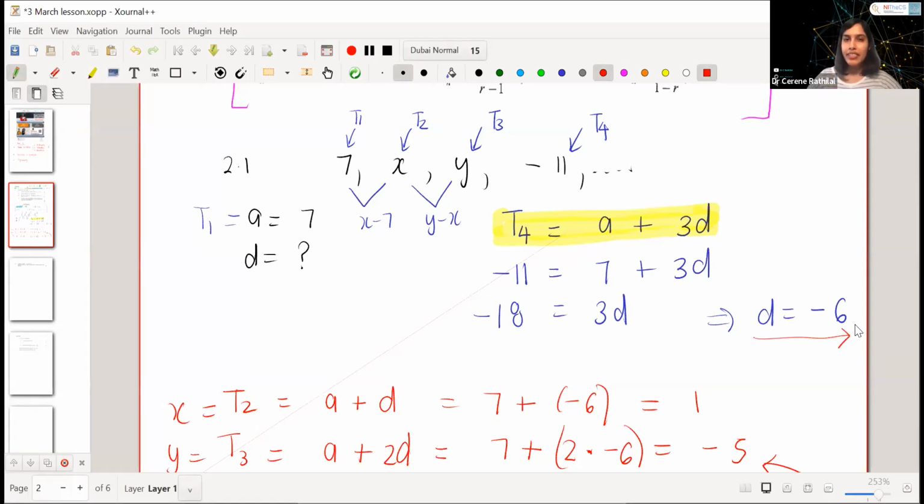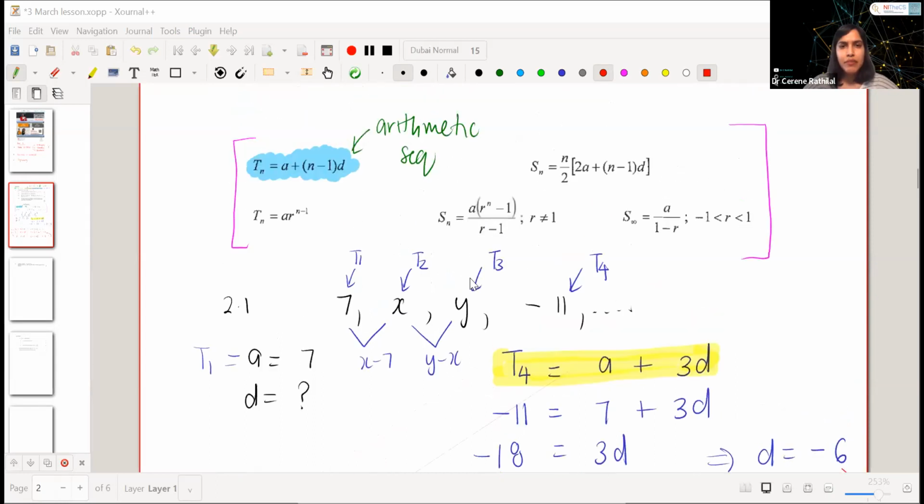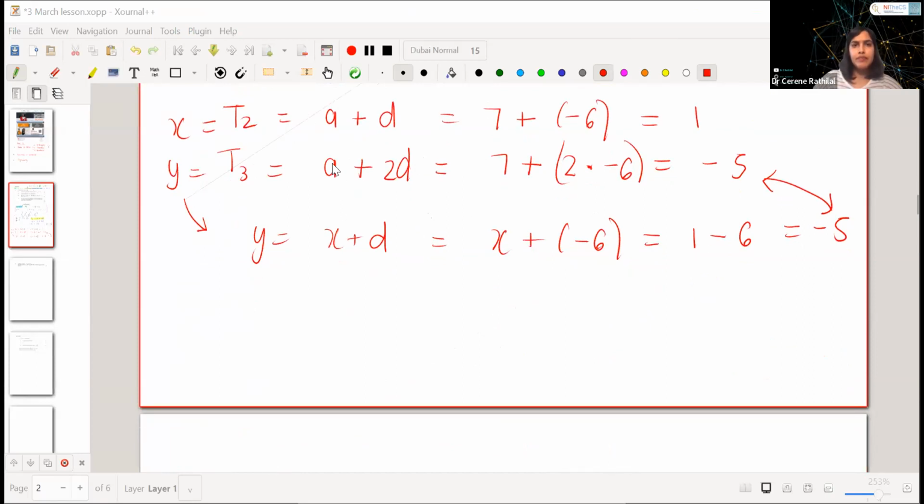So using the A and the D, we were now able to generate what T2 and T3 were. And that's how we got out what X and Y are. Okay, good. How is T2 A plus D? That's what someone's asking. Okay, let's investigate.